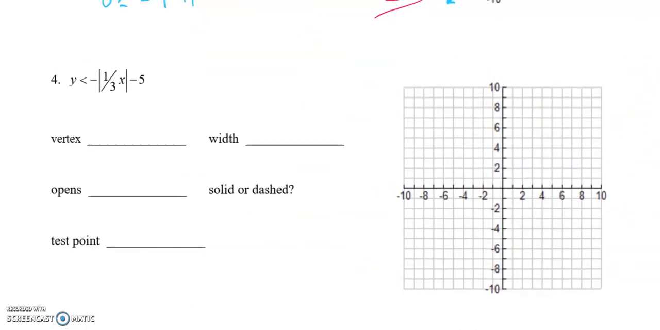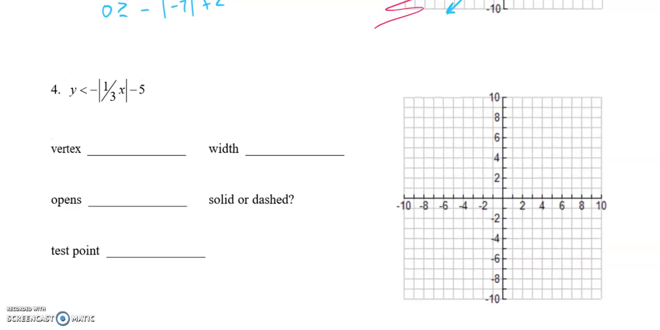Oh my God, I've got one more. Vertex. Vertex is going to be at 0, negative 5. This opens, what do you think? Down, good, because of the negative. Solid or dashed? It's not equal to, so it will be dashed.